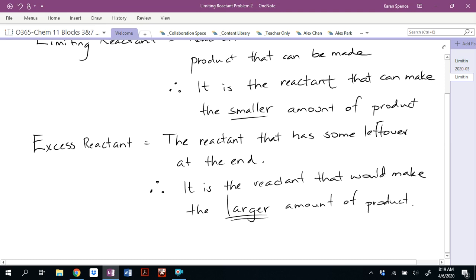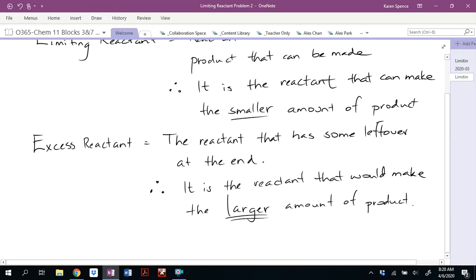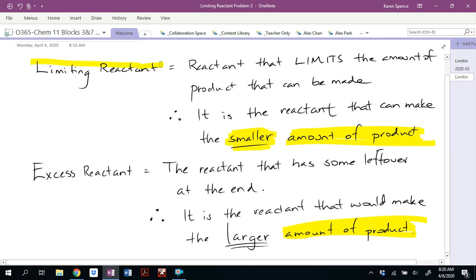So if you're looking in a question and you want to determine who is the limiting reactant and who is the excess reactant, you therefore need to determine the amount of product. And if you determine the amount of product that can be made from each reactant, you're going to be looking for the one which is smaller, because that means you will have found your limiting reactant, and you can use the limiting reactant to do any further calculations.